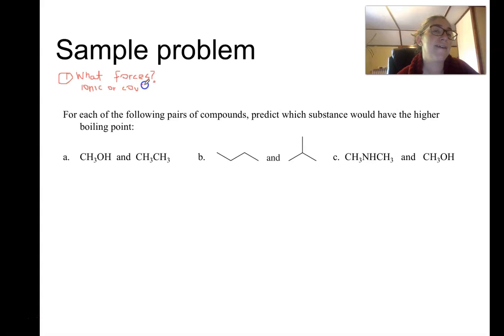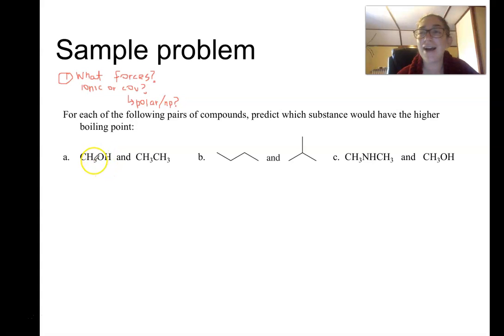And if covalent, is it polar or nonpolar? Polar, or I'm going to say NP for nonpolar. And these are questions that are going to help us identify what the forces are. All right, so here we have two covalent compounds.